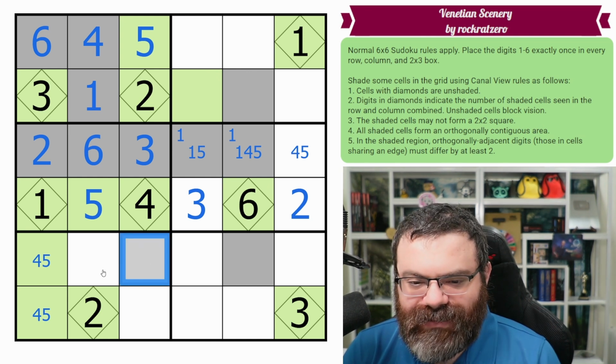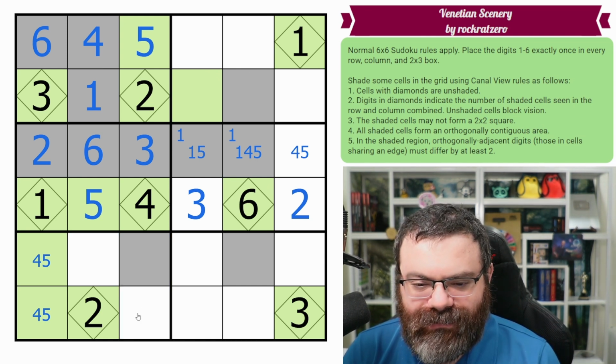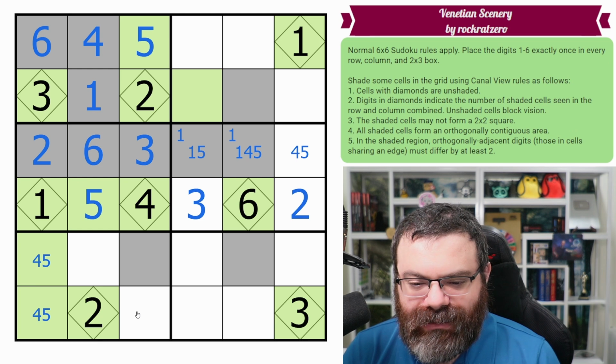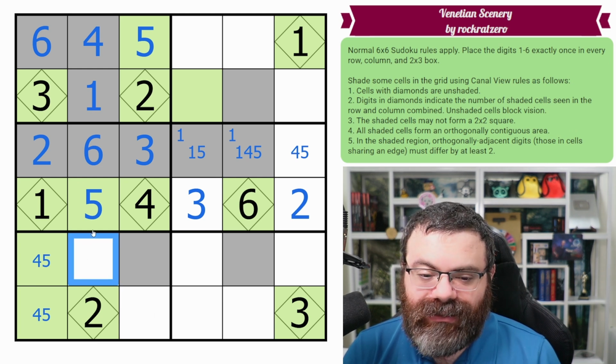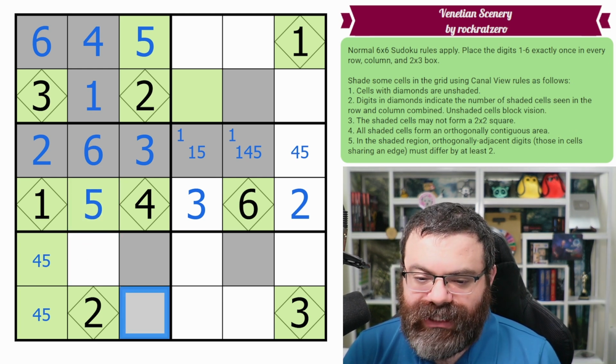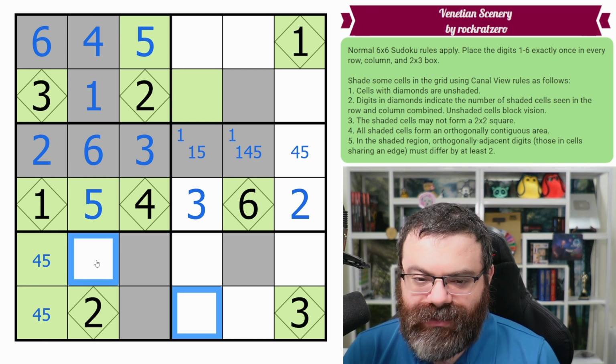This gray is going to have to connect with everything. I don't really know what to do with that. This is always shaded because this can only go up by 1. So this is always shaded. So it can be the second one for the 2. So we either shade this one or this one, but not both.